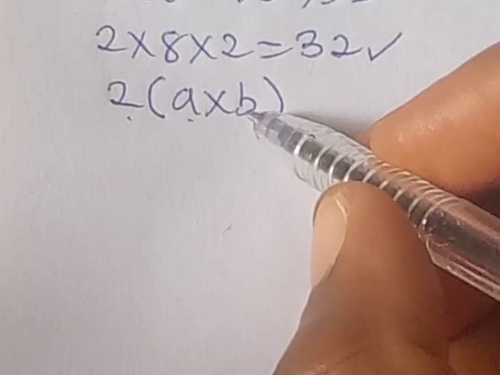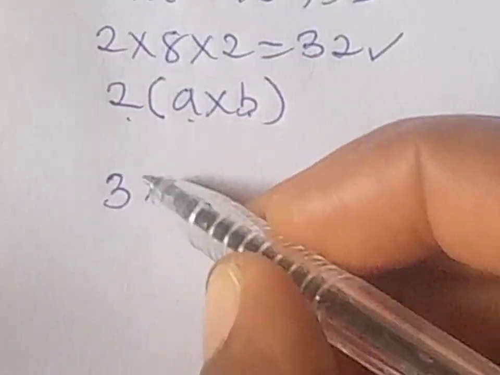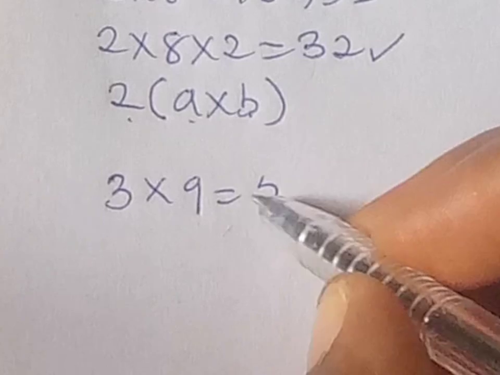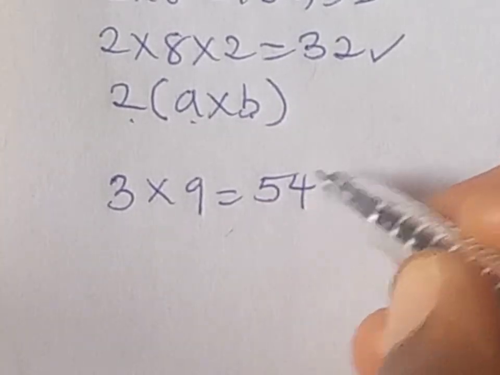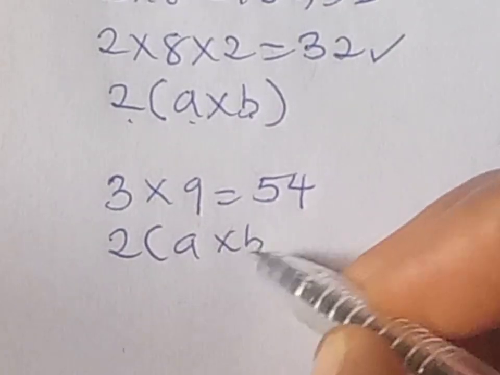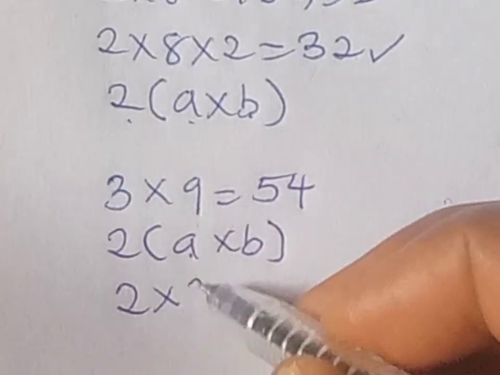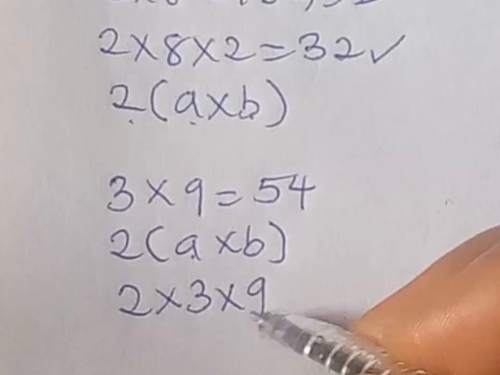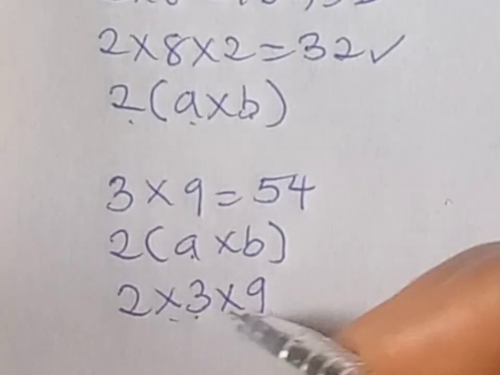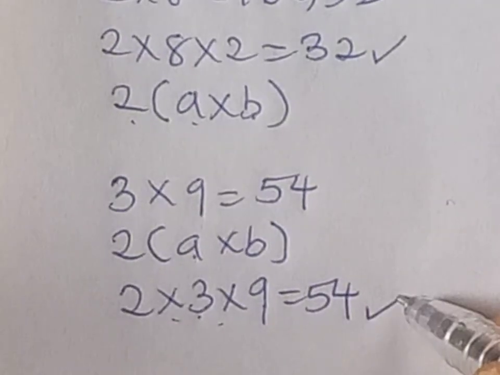Now let's verify with the second rule, which says 3 multiplied by 9 equals 54. Using the rule above, 2 into bracket of A times B, that is 2 times A, where A is 3 and B is 9. 2 times 3 is 6. 6 times 9 will give us 54, which is correct.